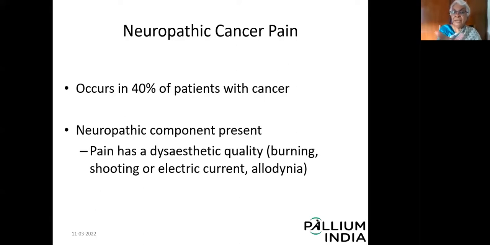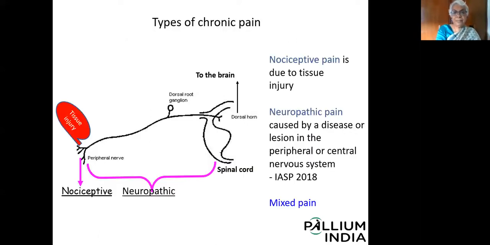Okay, and we need to distinguish between it, because if it is neuropathic, then you will have to add a drug that treats the neuropathic. Now, this is a diagram that is depicting where nociceptive pain occurs. See, nociceptive is occurring at the site of tissue injury, right? But anywhere beyond this, that is in the peripheral nerve, that is a first order neuron, or in the spinal cord, or in the brain, all this will come under neuropathic pain.